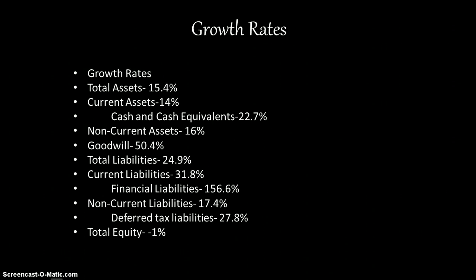For total liabilities, it went up 24.9%. This occurred because current liabilities went up by 31.8% and non-current liabilities went up by 17.4%. Financial liabilities were key for why current liabilities went up. It almost doubled. And then for non-current liabilities, deferred tax liabilities caused the increase, with a 27.8% increase. Total equity went down by 1%.